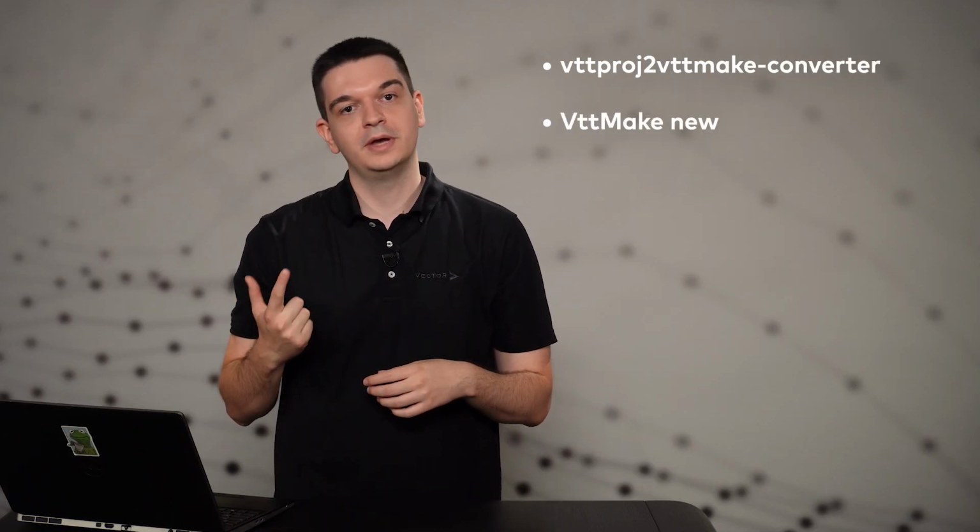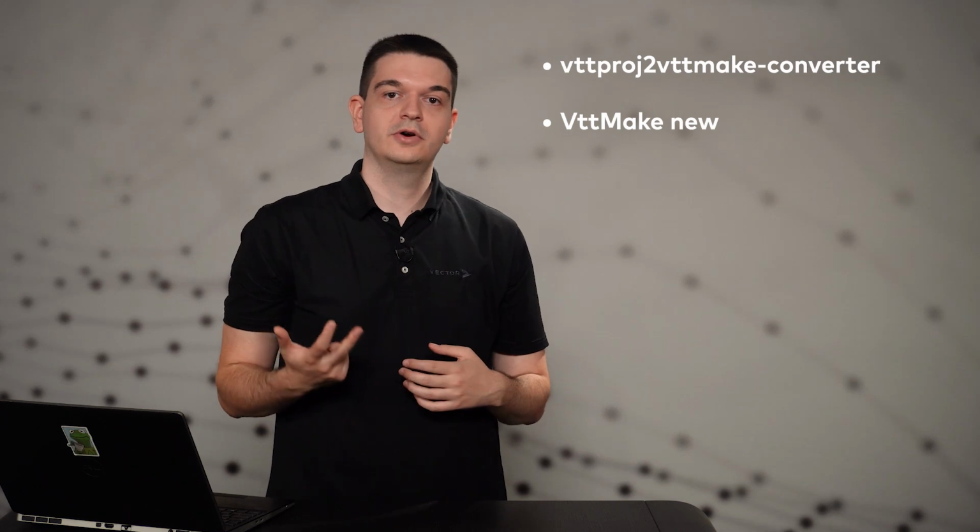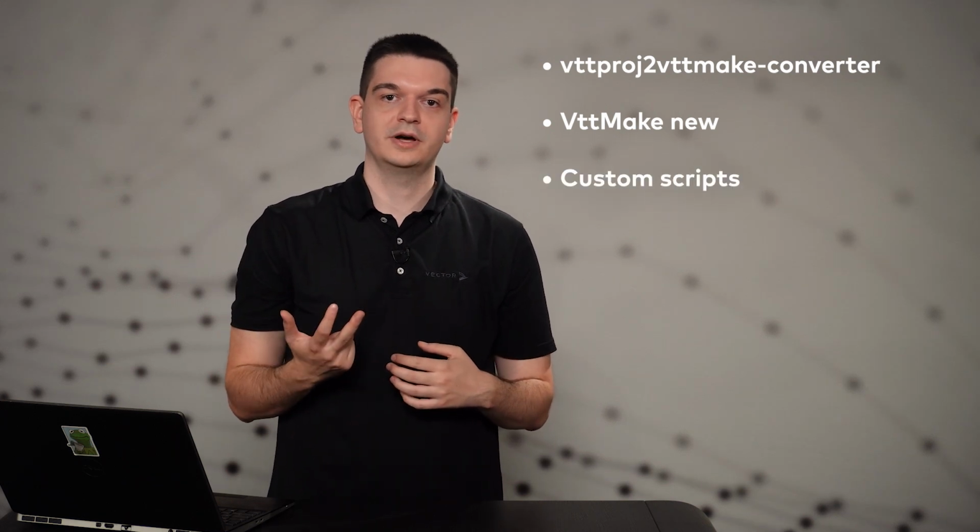We also introduced a new persistency format called VttMake for the headless application to follow the everything is code approach. This file format is based on XML and can be generated using scripts. To get started with your CI workflow, there are 3 ways to create your VttMake file. First, using our VttProj to VttMake converter. Second, using the command VttMake new. And third, writing your own scripts to generate a VttMake file.